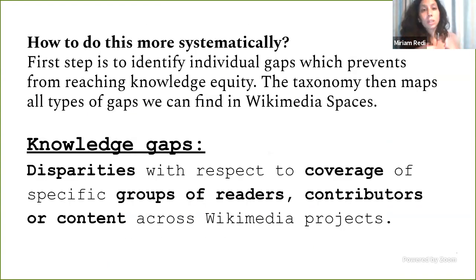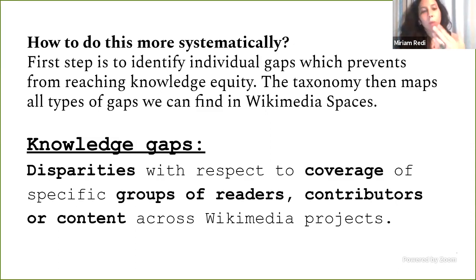And so these other areas are exactly the gaps that we are trying to find and collect and classify with our taxonomy. So the aim of the taxonomy is to go beyond the study of the gender gap, which is extremely important, and try and find all the other gaps and classify them in a structured way that we can find in the Wikimedia movement.